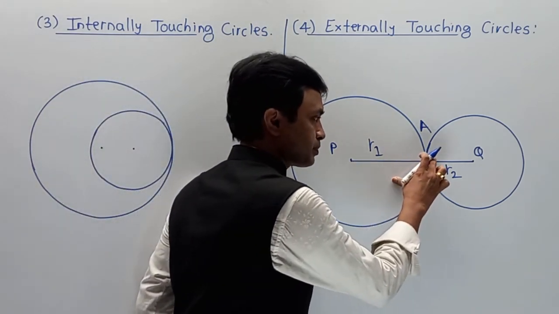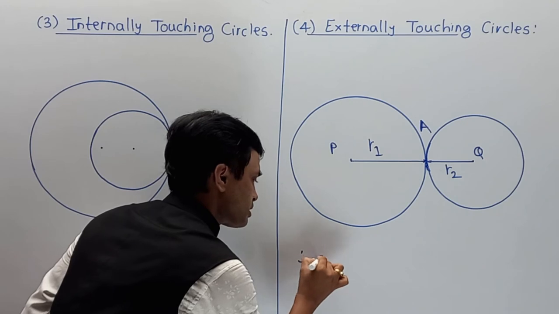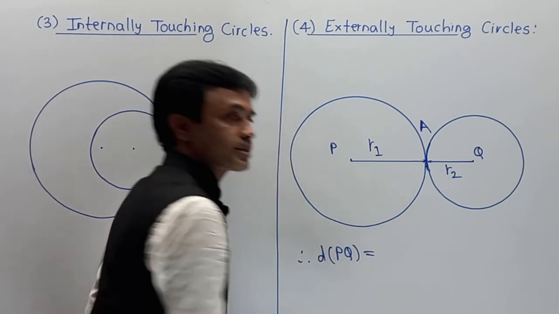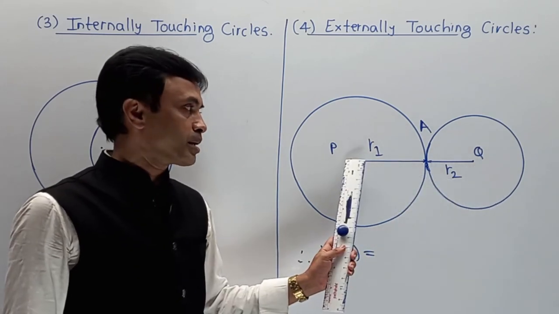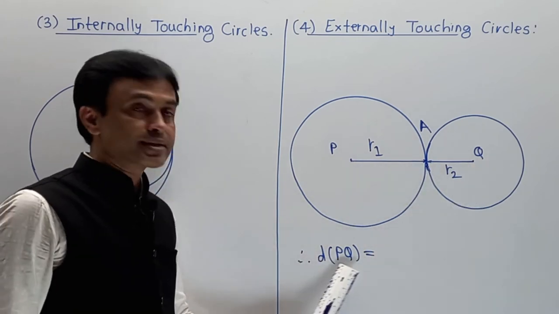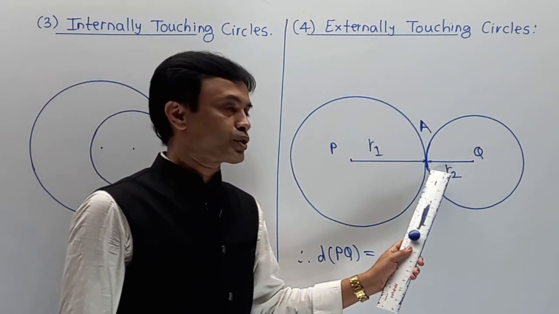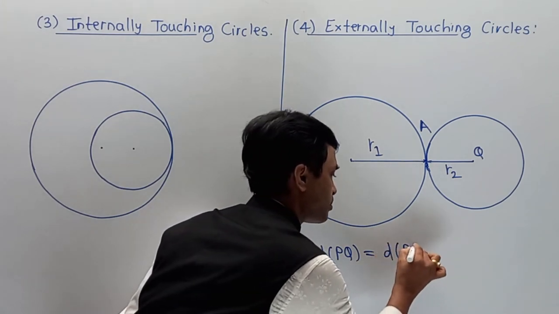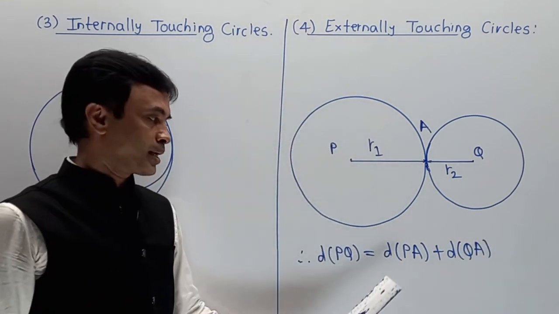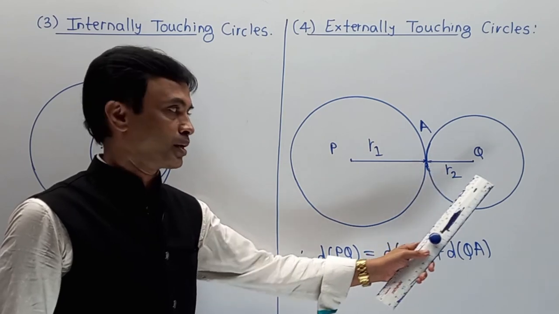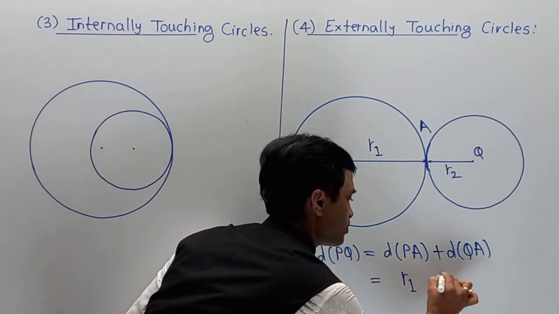So the first part is the total distance PQ. Why? Because P and Q, when passing through the common point A, are on a straight line. Means you can say P, A, Q is a straight line. And the distance between the centers of the circles when they are externally touching is PA plus QA. So it becomes distance PA plus distance QA. In this case, distance PA is the radius of the first circle R1, QA is the radius of the second circle R2, and the answer becomes R1 plus R2.